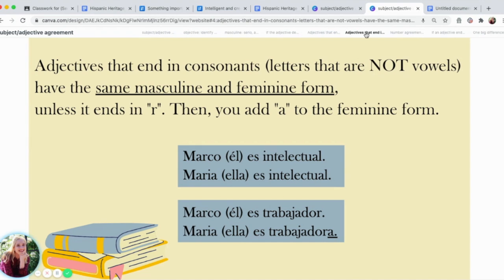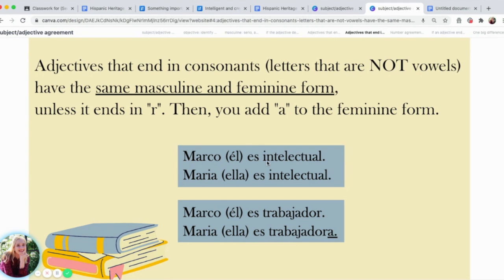So now we've discussed adjectives that end in O, A, or E. Those are all vowels, son vocales. What if an adjective doesn't end in a vowel? What if it ends in a consonant, which is any letter that's not a vowel, right? So in this case, again, the word is going to have the same masculine and feminine form most of the time.